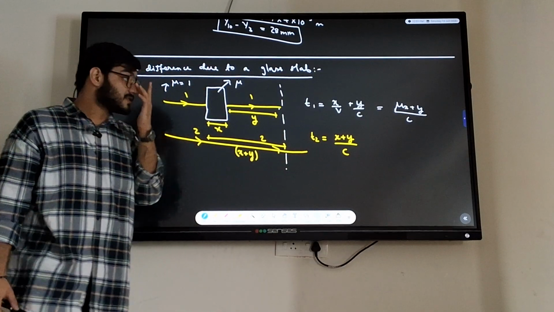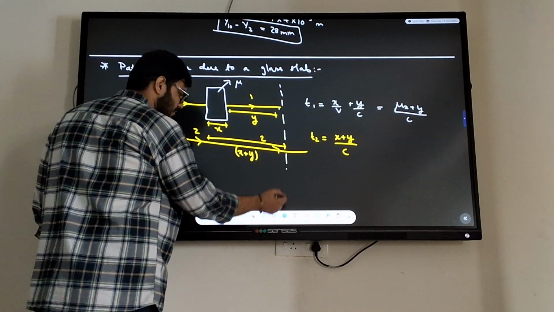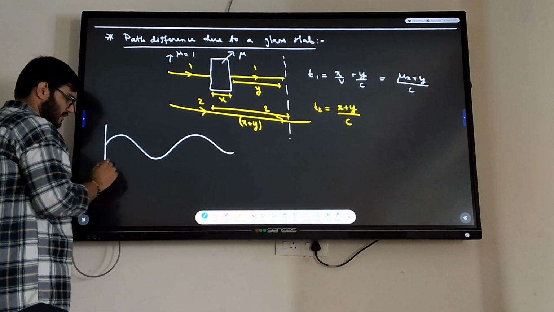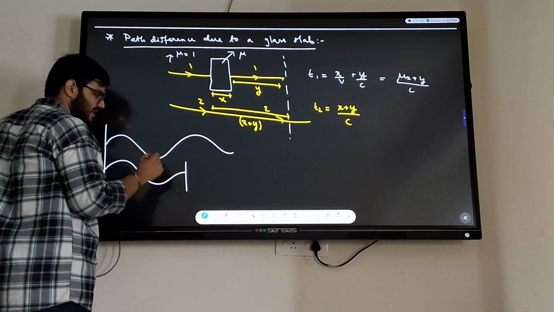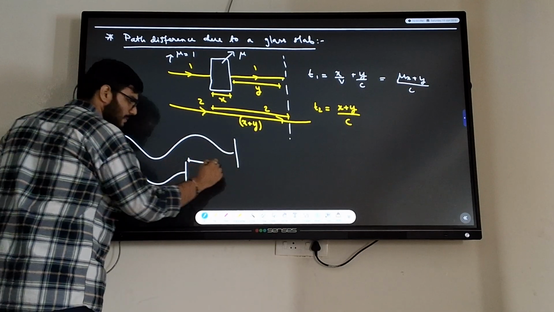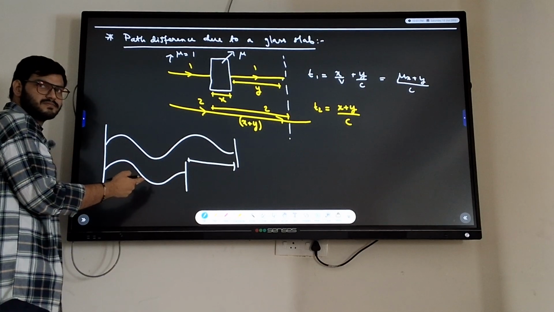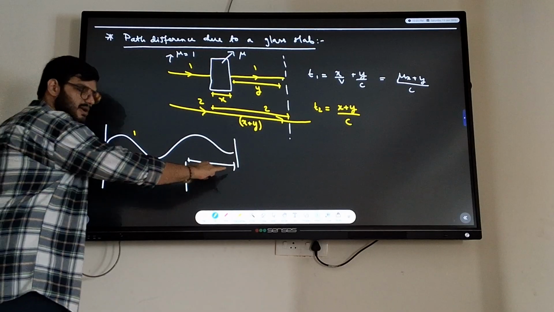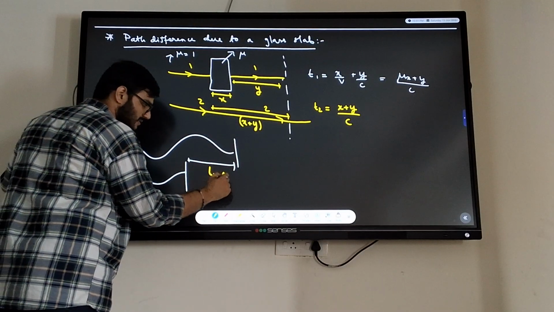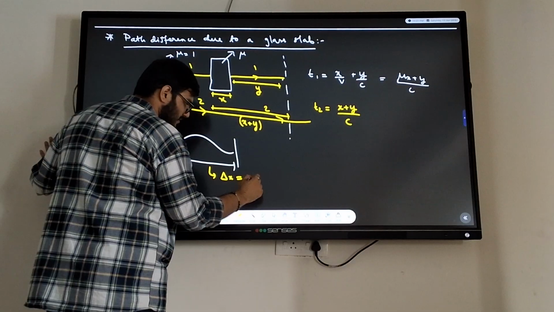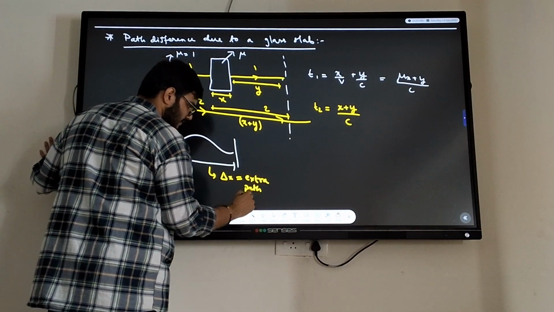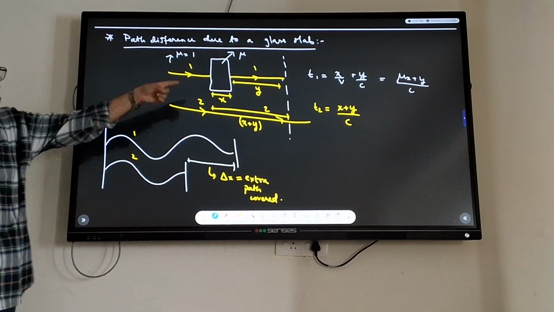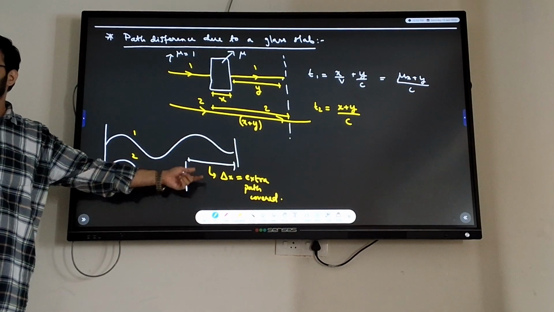Yes or no? So if you are traveling more distance, let's say there are two waves which are starting at the same point, but this one has traveled a little more. Will there be a path difference between these two waves? Yes, there will be a path difference. And what is the path difference equal to? Extra path covered. Are you understanding whatever I am saying? The first ray will travel extra distance, and due to that there will be a path difference.